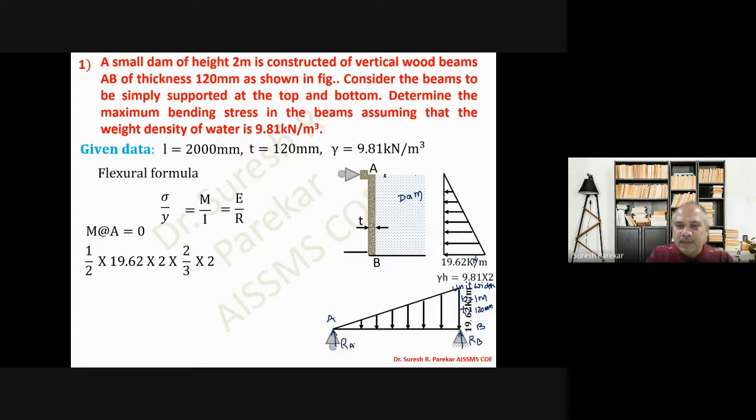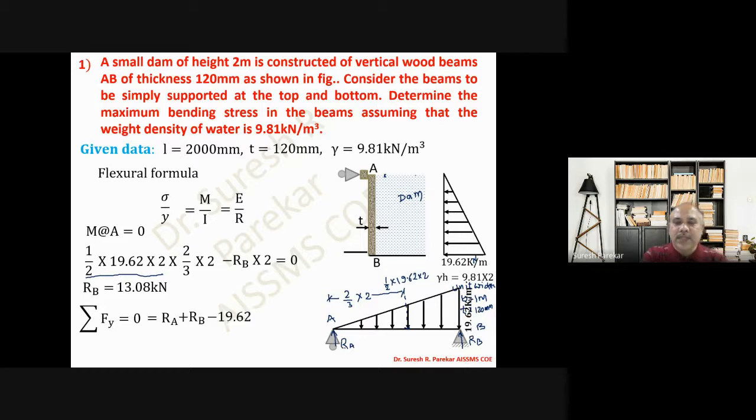Now taking moment, the total load will act at the center, and that will be 1 half base into height, 1 half into 19.62 into 2. It will act at 2 by 3 from zero height. So 2 by 3 into 2, and that will be minus RB into 2 equal to 0, which gives us RB 13.08 kilonewton. Applying sigma Fy equal to 0, RA plus RB minus 19.62, and RA will be 6.54 kilonewton.